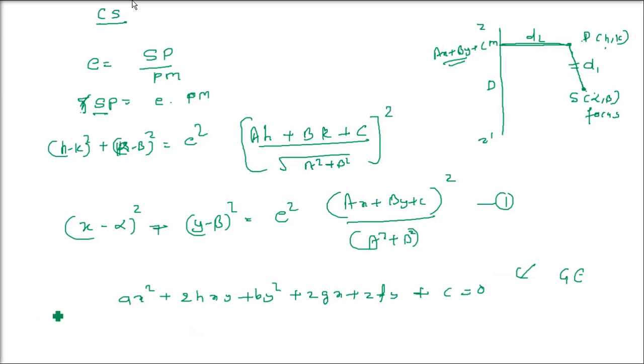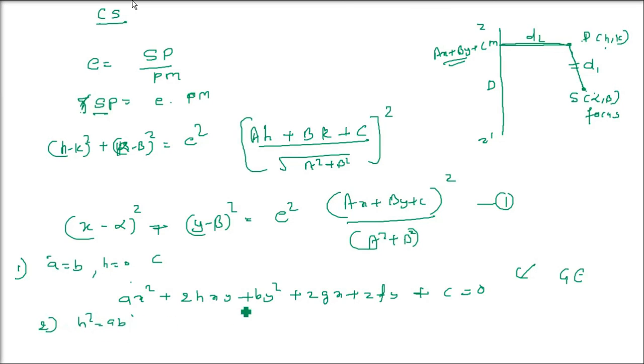How do we represent it? Please remember, what are the constants? A, B, H, G, F and C. So in this equation, Ax square, if A is equal to B and H is 0, this will become a circle.